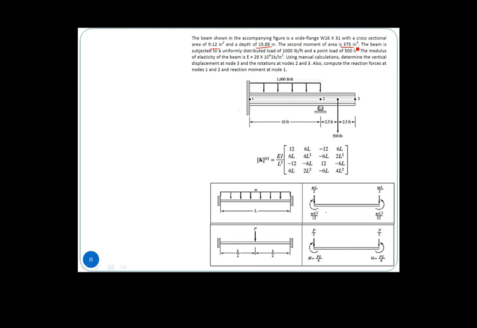And a point load, we have two types of loads here. That's why I'm putting them later in our matrix. Okay, load matrix, we have the distributed load at the first element and the point load at the second element. So the modulus of elasticity E is 29 times 10 power 6. Then using manual calculations, determine the vertical displacement at node 3 and rotation at node 2 and node 3.